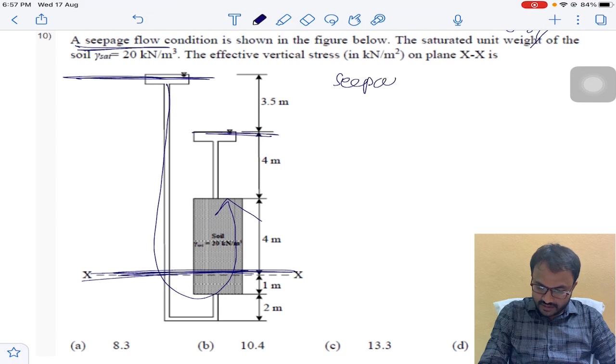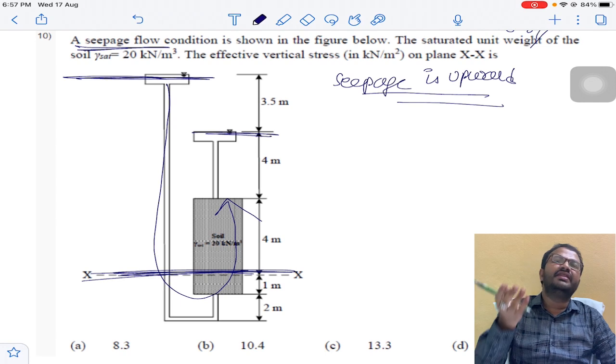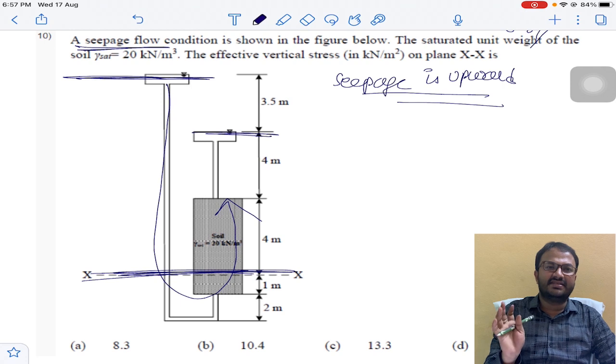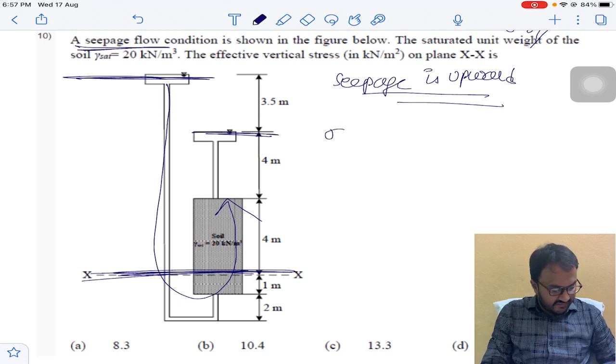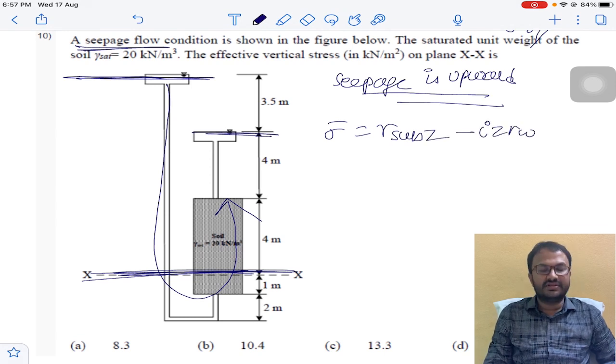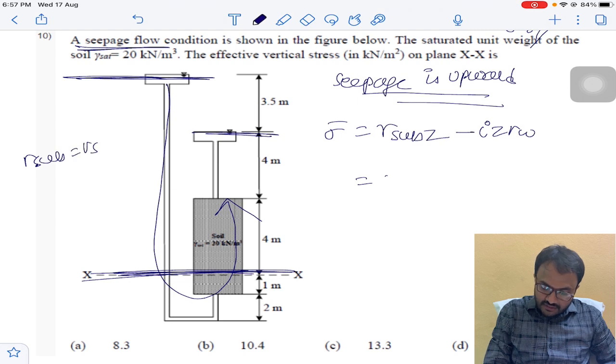So seepage is upward seepage. When the seepage is upward, the effective stress will decrease. So effective stress sigma bar is equal to gamma submerged times Z minus i Z gamma w. So this is the formula. If the seepage is in the downward direction, you need to use plus in this equation. So gamma submerged is equal to gamma sat minus gamma w.